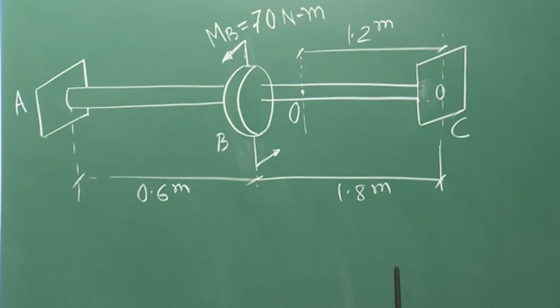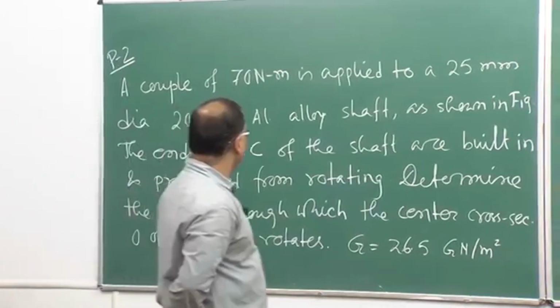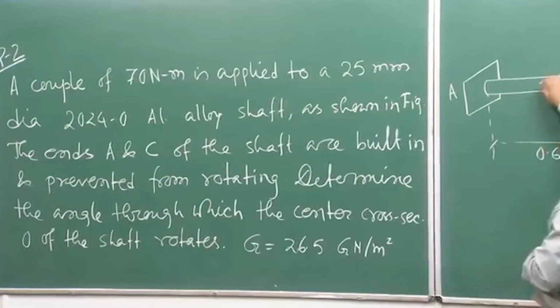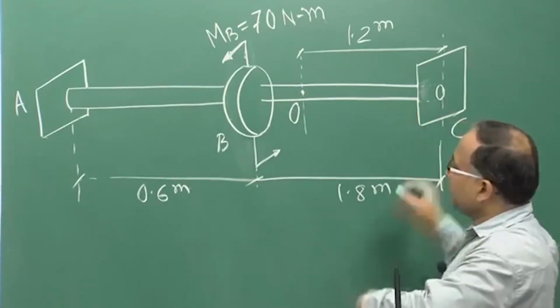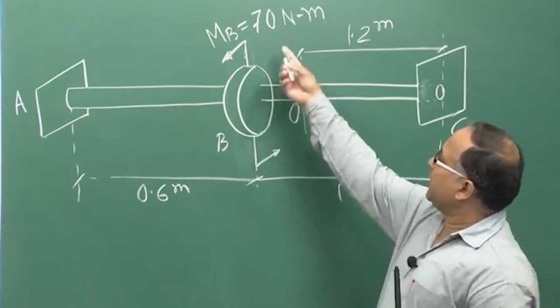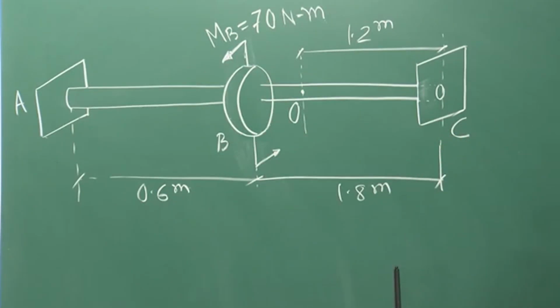This is the problem. A couple of 70 Newton meter is applied to a 25 millimeter diameter 2024 aluminum alloy shaft. So, this is the shaft. At point B you are applying a 70 Newton meter couple, as shown in the figure.